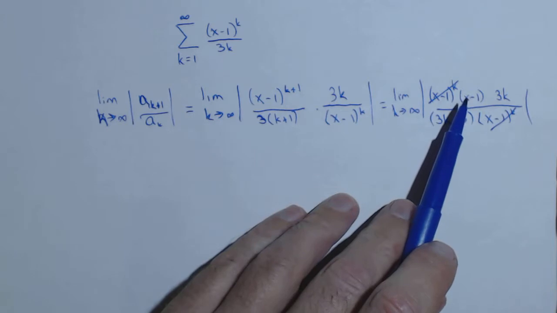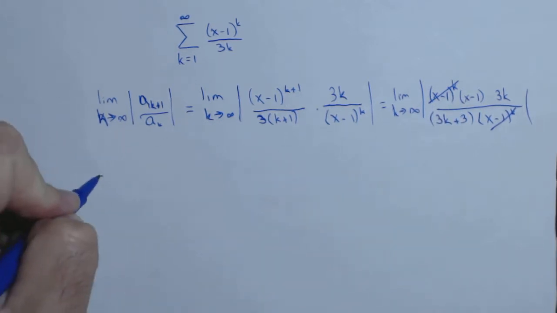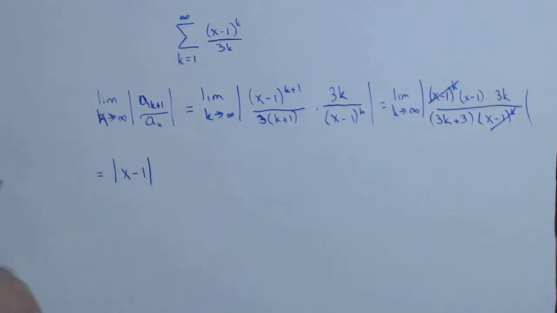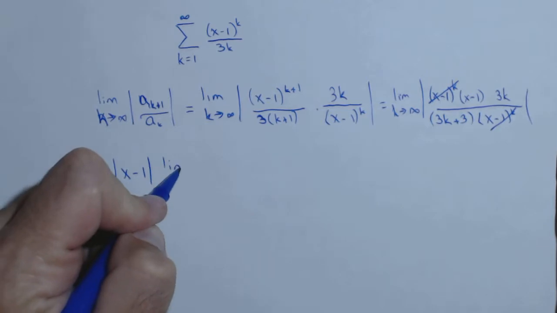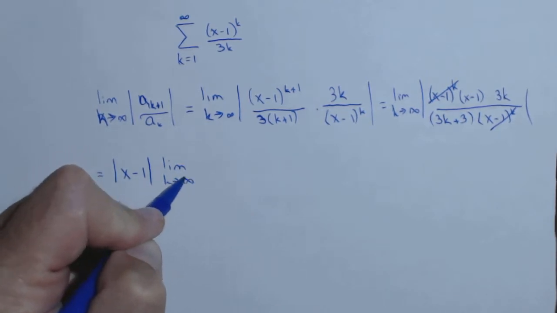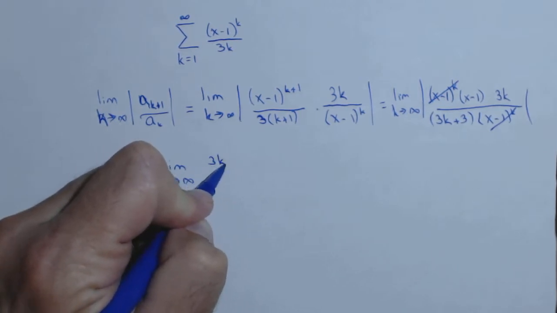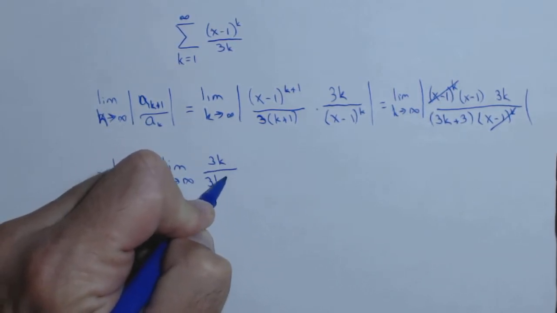What I see now is this term no longer depends on k, so I'm going to pull that out, and I need to maintain the absolute value. So I get the absolute value of x minus 1. And now the rest is the limit as k goes to infinity. I do not need the absolute value on this part because it's all positive values: 3k over 3k plus 3.